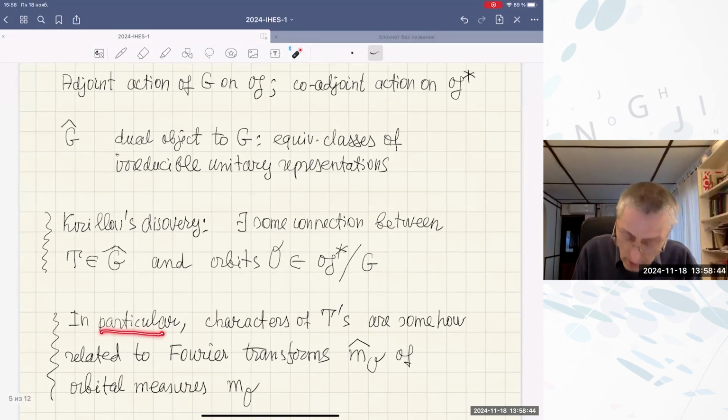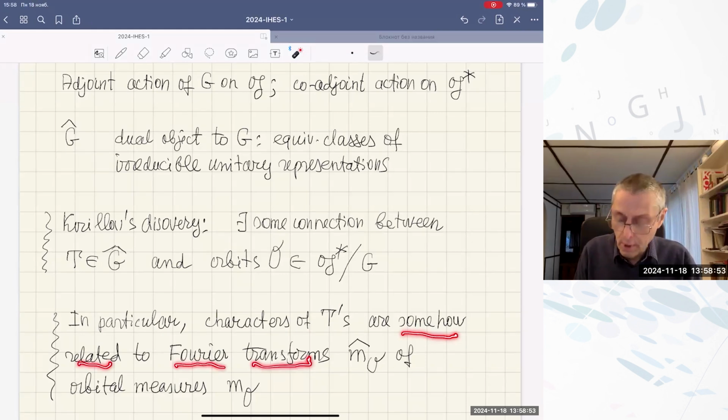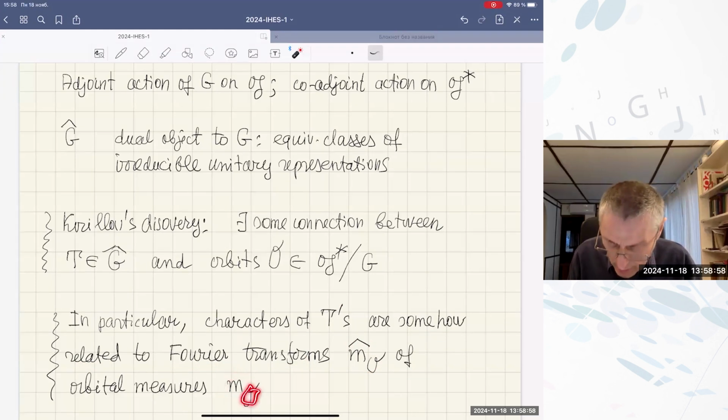And in particular, the characters of irreducible representations should be somehow related to the Fourier transforms of orbital measures, because any orbit carries a natural measure, which is invariant. It can even be normalized in a natural way. This measure is a distribution. It is of moderate growth. One can define its Fourier transform. And it turns out that characters of representations are more or less related to this Fourier transform, which is a very important result.